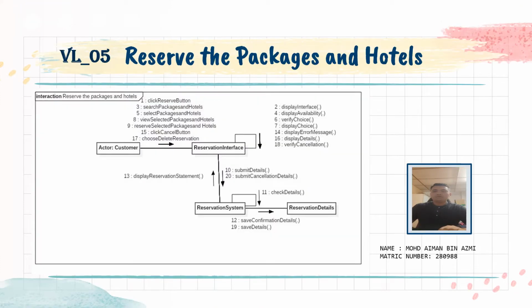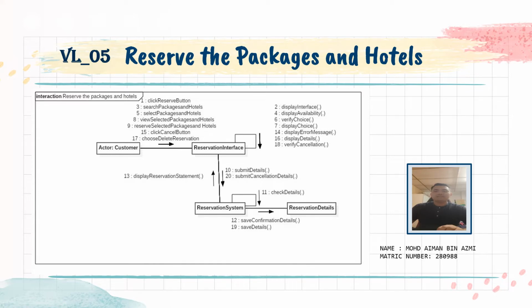Okay, now we will look into the communication diagram. I will explain the part on reserve packages and hotels. As you can see, we have 4 items, which are customer, reservation interface, reservation system, and the last one is reservation details. From customer to reservation interface, it consists of 7 processes. The customer has functions to do reservation, search packages and hotels, select packages and hotels, view selected packages and hotels, reserve selected packages and hotels, cancel and delete reservation.